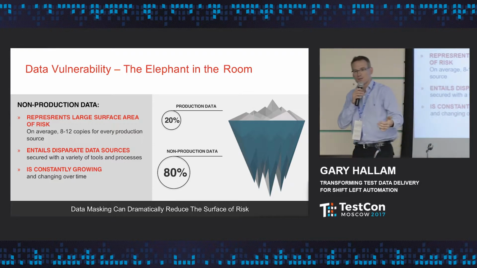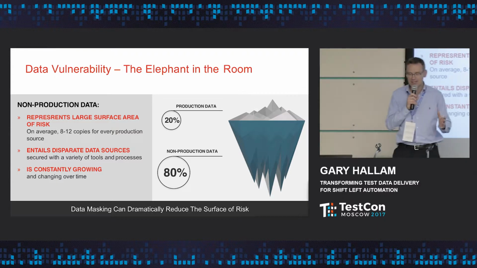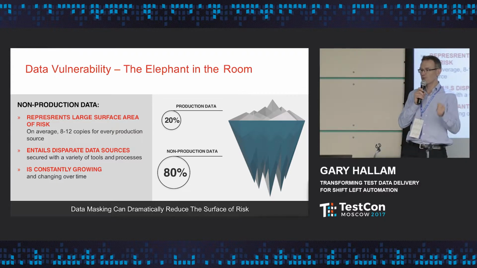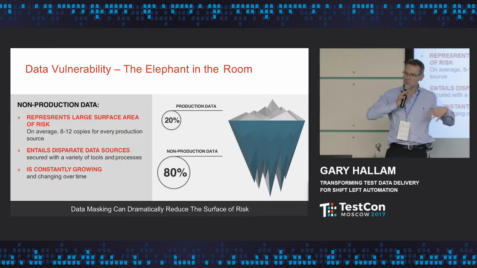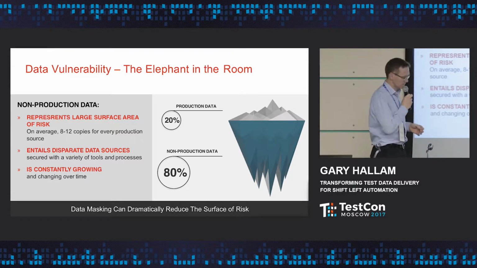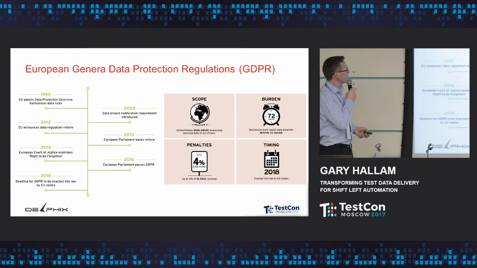Anyway, production data is protected, but non-production data is where most of your data is. I was talking to a German auto manufacturer the other day, and they said they had 60 non-production copies of their SAP environment. Their non-production was massive compared to their production, so the cost of non-production was huge. They still haven't bought the software yet. So the problem is the elephant in the room.